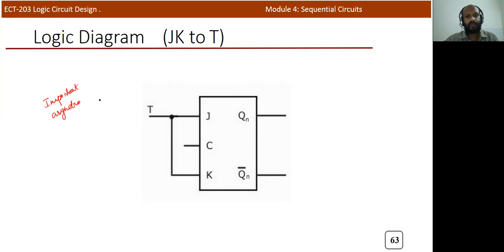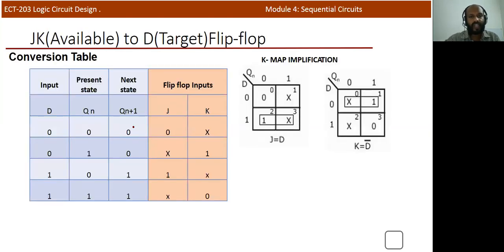By using a JK flip flop, you can easily implement a T flip flop, by simply shorting the input side. So now we'll discuss JK to D flip flop.